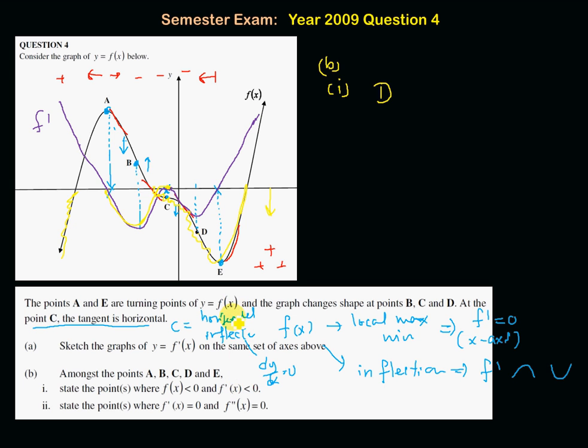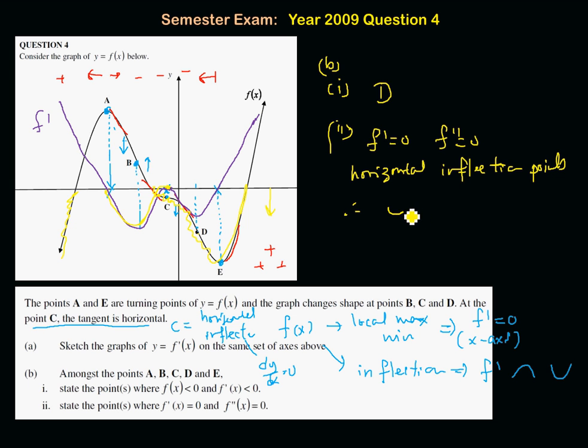And part 2: state the points where f prime is equal to 0 and f double prime is equal to 0. Wow, there's only one such point. When you have f prime equal to 0 and f double prime equal to 0, that means we're looking for a horizontal inflection point. It definitely satisfies these two properties, and that means that point is C, as you can see right here.